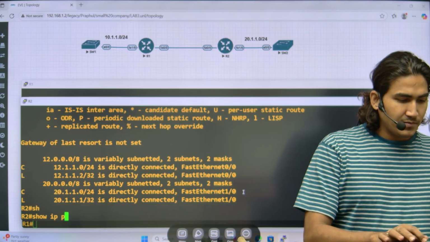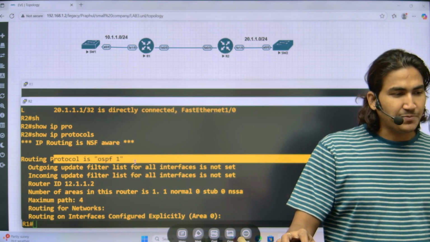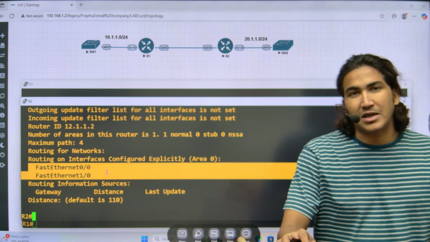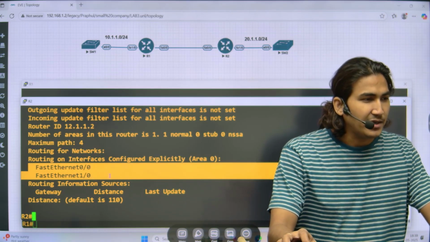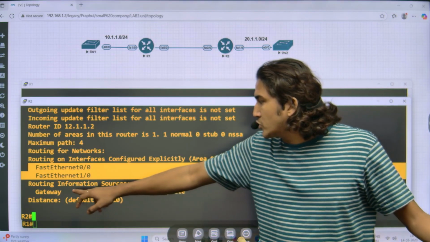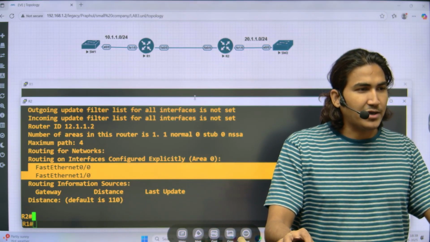On router number 2 also we can verify the routing protocol. So, show ip protocols. And here as well you can see my routing protocol is OSPF process 1, and OSPF is enabled on both the interfaces F0/0 and F1/0, and the gateway is not showing here. Gateway is not showing here, guys. See the difference between router 1 and router 2.